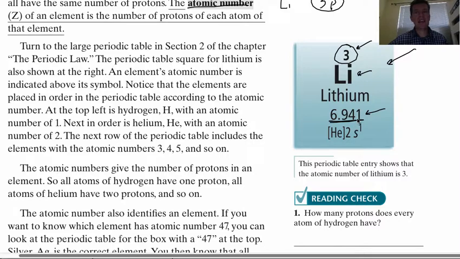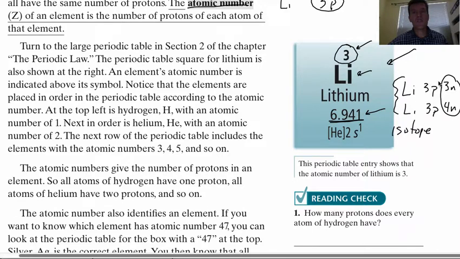It's an average because there are some lithium atoms that have 3 protons, as they all would, and it might have 3 neutrons. But another lithium atom might have 3 protons, which it has to have, but it might have 4 neutrons. The number of neutrons can be different. Those are called isotopes. All lithium atoms have 3 protons, but they might have varying number of neutrons.